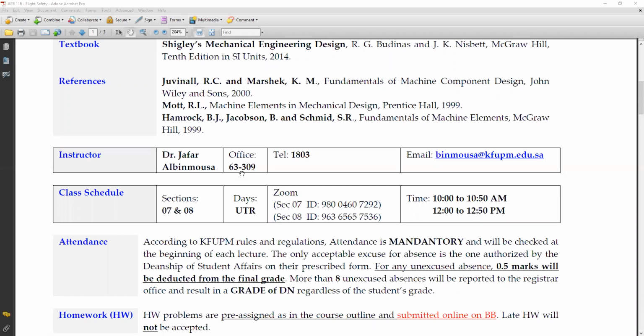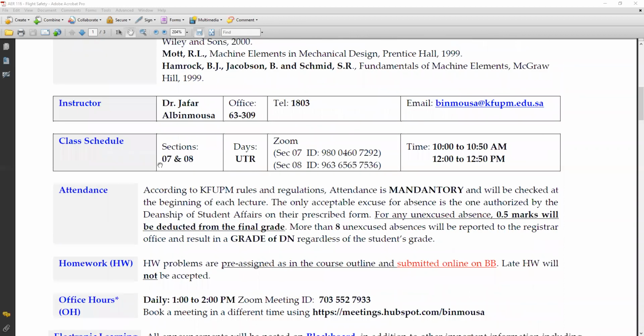My email is something that you probably have to remember very well, because we communicate by email effectively. You send me an email, I reply to you. I would never not reply to you. And I will always try my best to reply to you within the same time or the same day, okay? I'll do my best. So this is the class schedule, and these are the meeting IDs, if you missed them, and this is the time.